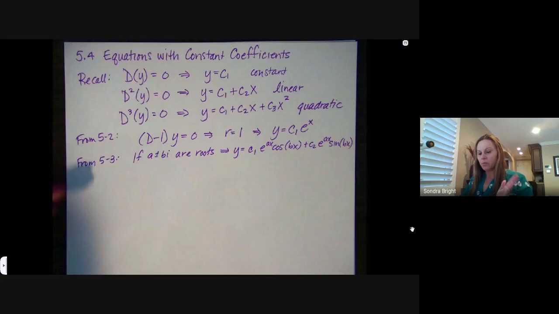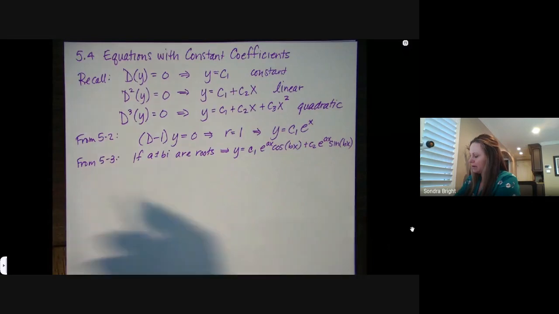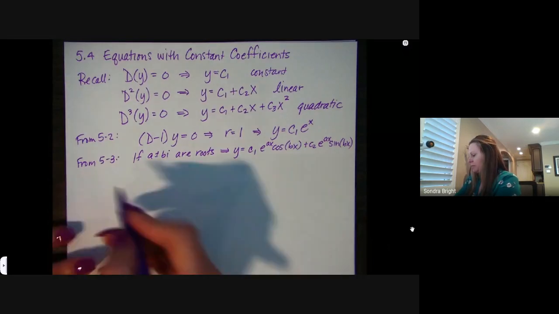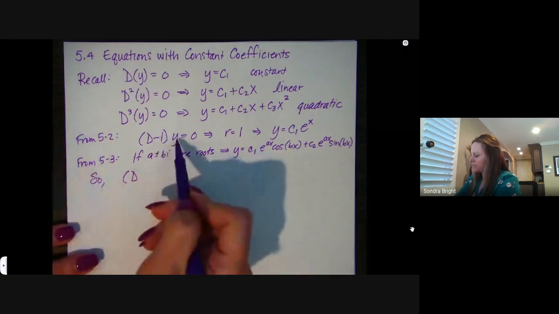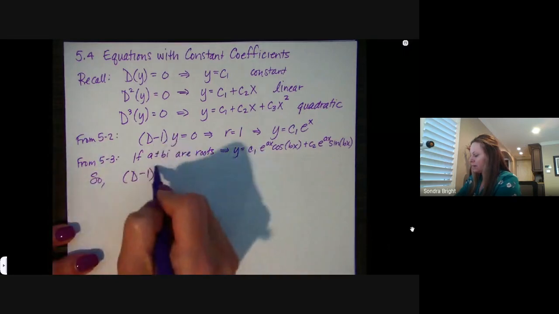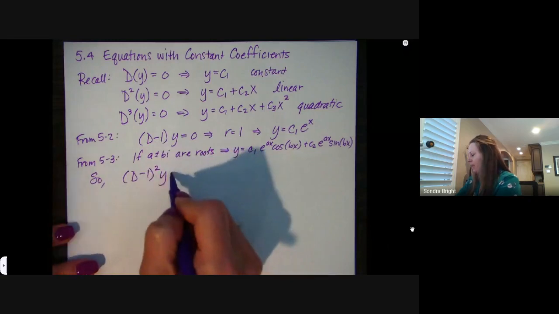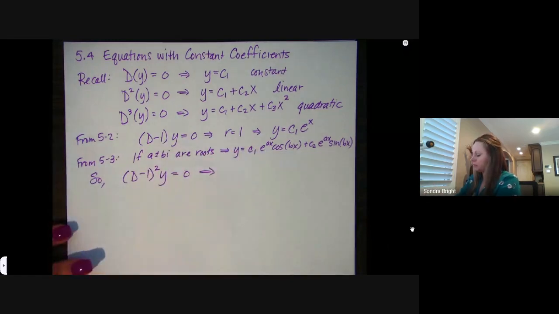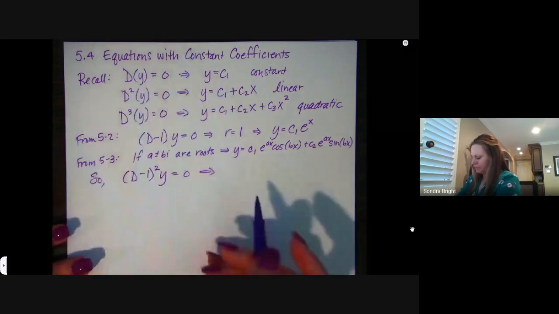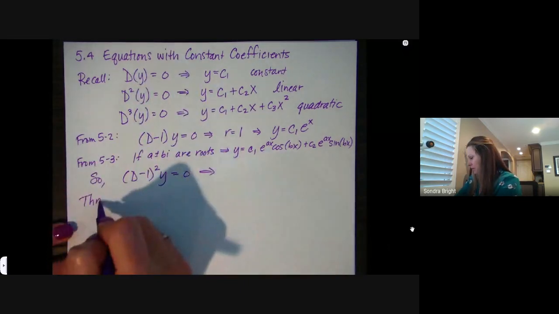Now, what are we going to do when there's multiplicity on those roots? So now let's look at what happens. What I mean by multiplicity is, what if it's not D minus 1 on y? What if it's D minus 1 quantity squared on y? How do you handle ones like that? How do you handle it if there is multiplicity on the root? So let's start with our theorem.